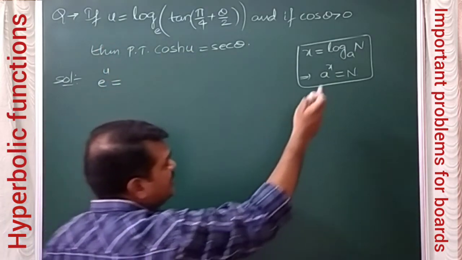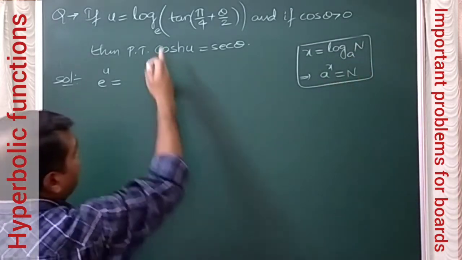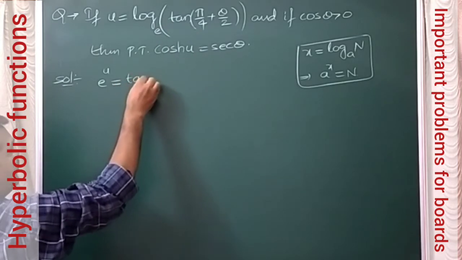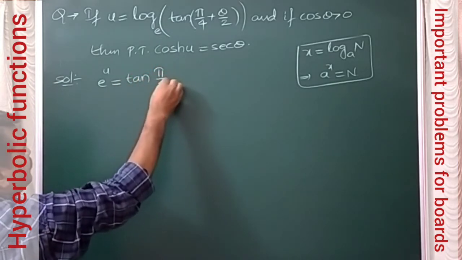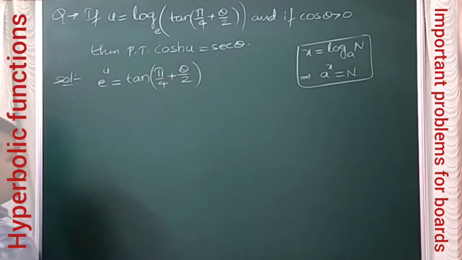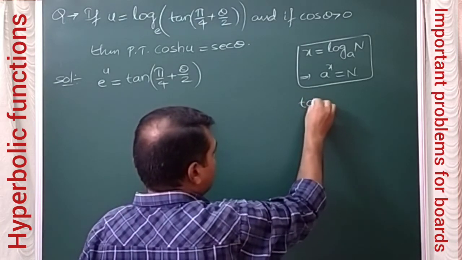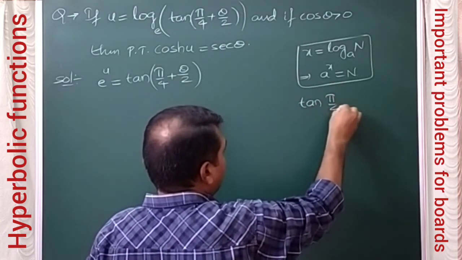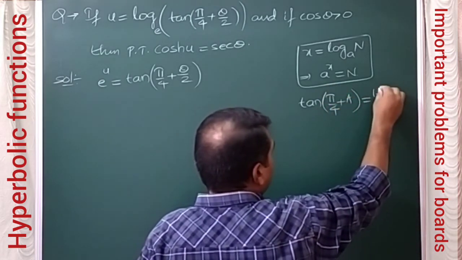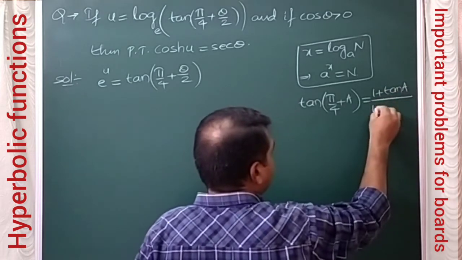Just use this property: a power x is equal to n. So e power u is equal to this part, tan of pi by 4 plus theta by 2. And we know that tan of pi by 4 plus a is actually 1 plus tan a by 1 minus tan a.